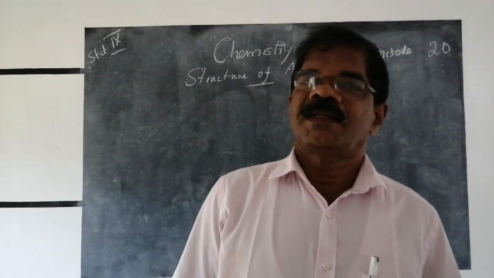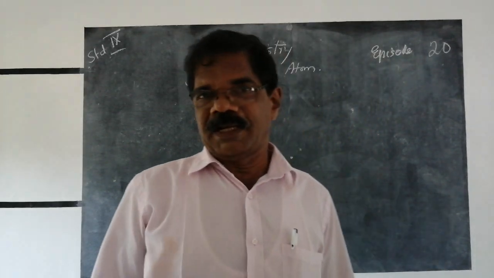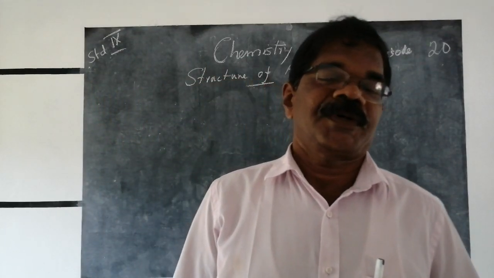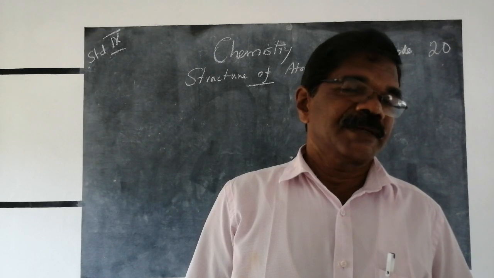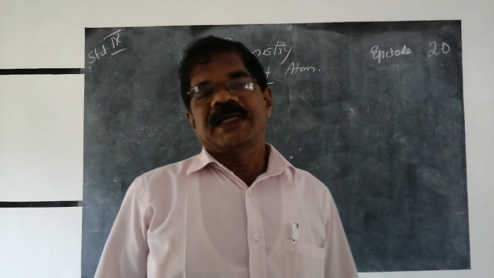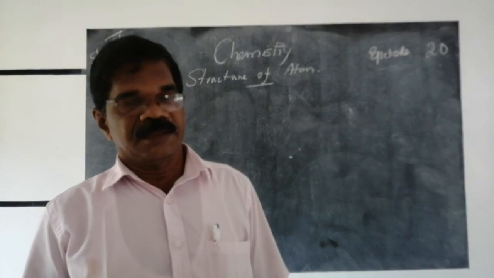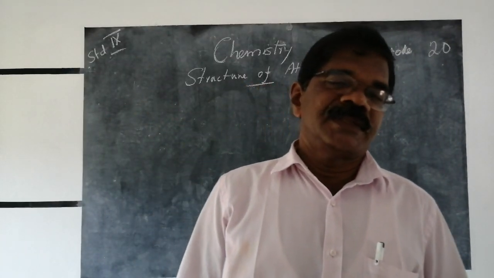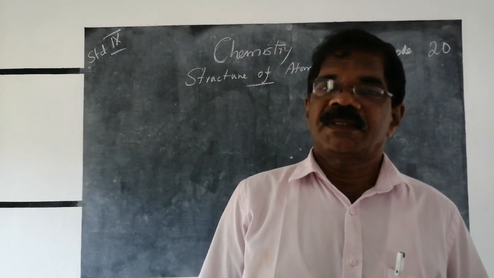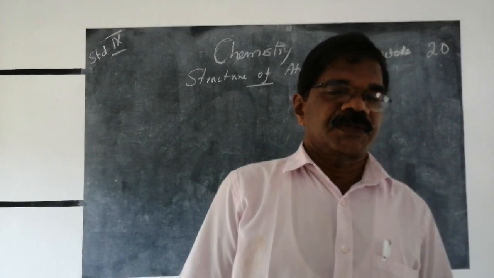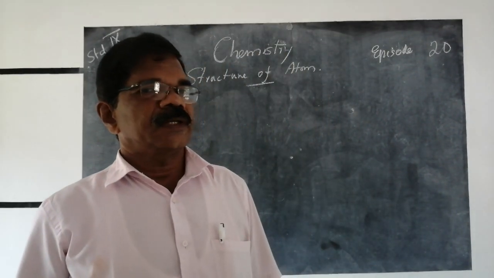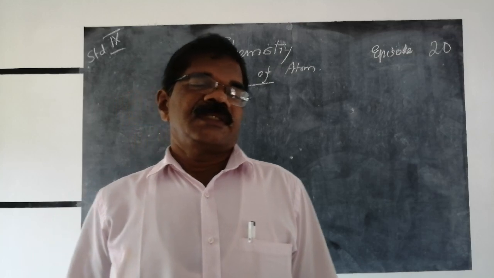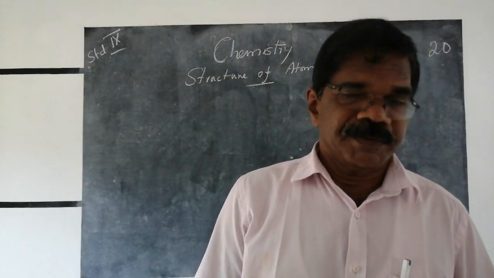Good morning, children. In the previous classes, we learned about the structure of atom. First of all, the fundamental particles which atoms are made up of. They are also known as subatomic particles. We may use this word several times, and learn by heart the names: protons, electrons, and neutrons. These are the three fundamental particles which the atoms are made up of.